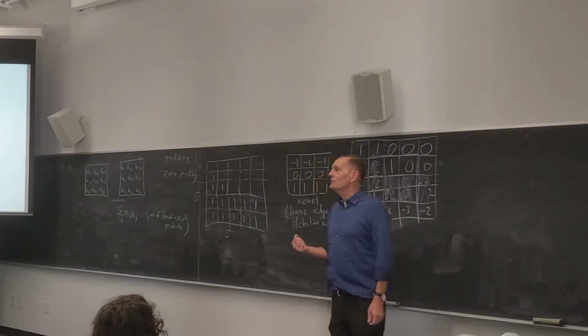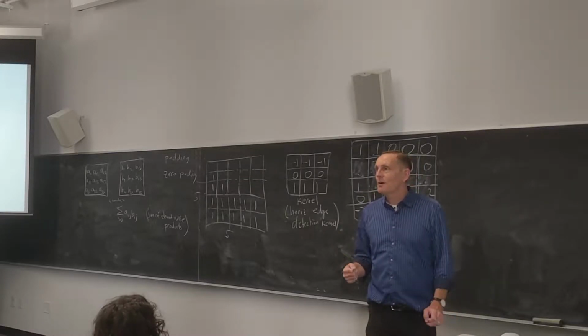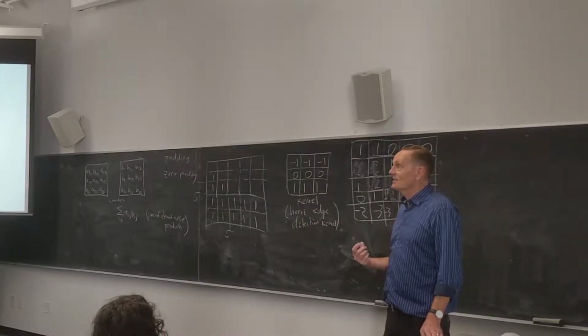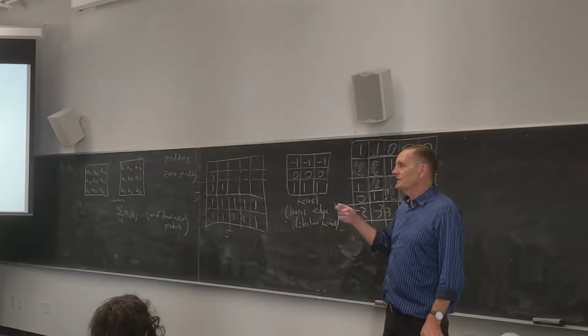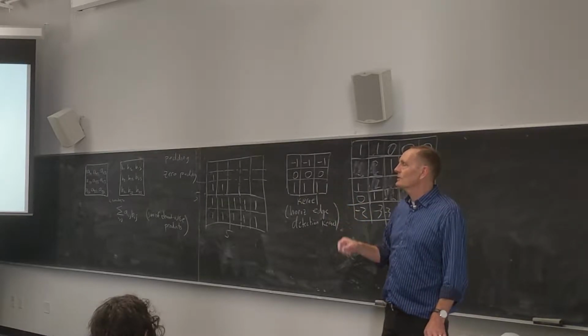3 by 3 convolution kernels are very, very common. 5 by 5, 7 by 7s exist. They're less common. In a couple weeks, when we talk about different architectures for CNNs, we'll see some different uses of those. You had a question, Jack?